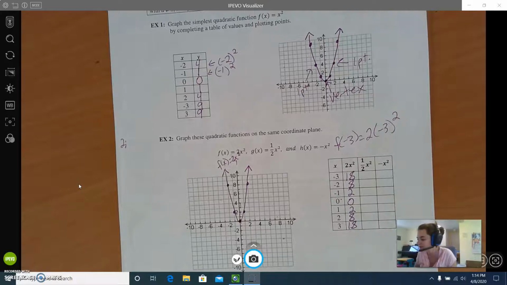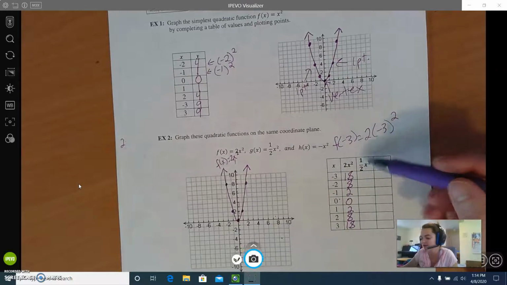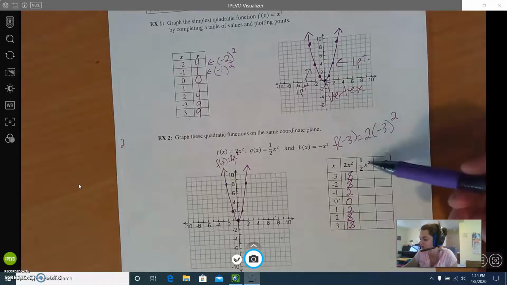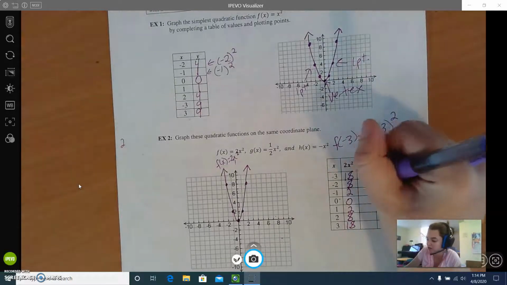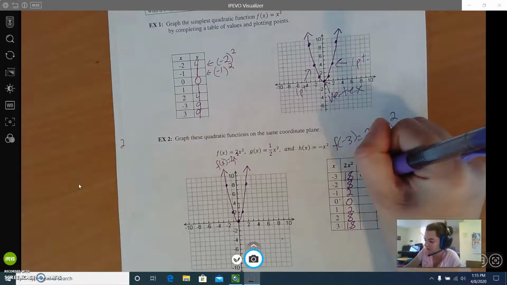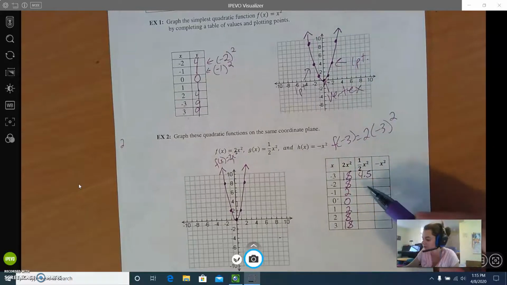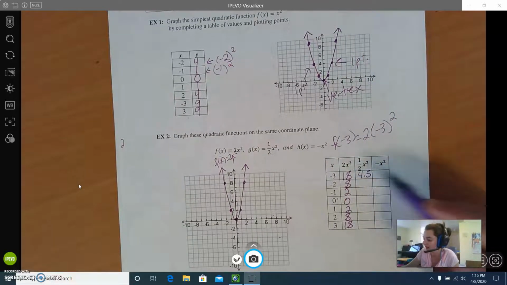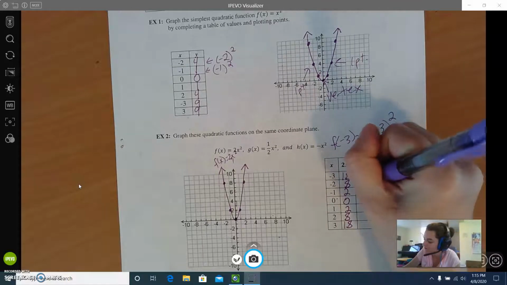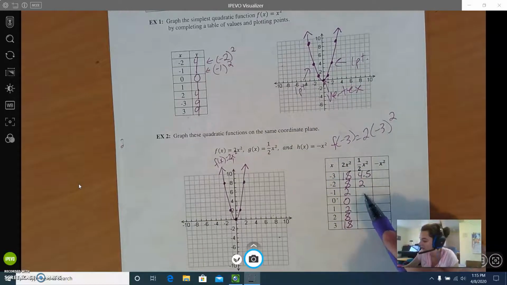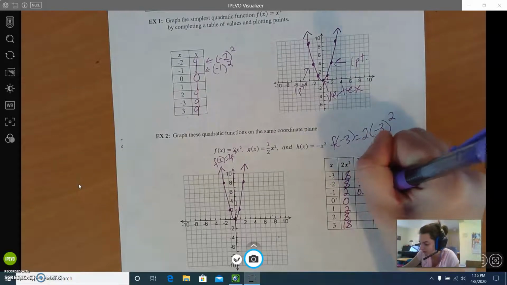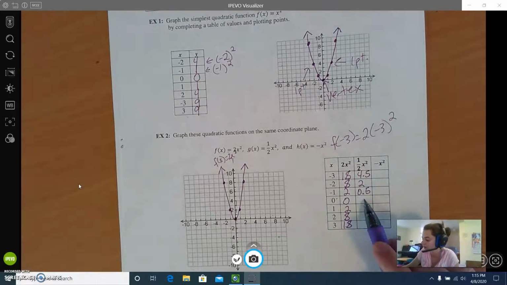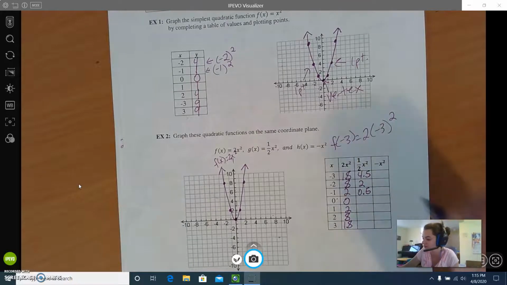Okay? Let's see what happens if we do 1/2 x squared. So for negative 3, we're going to do negative 3 squared, which would be 9. And half of 9 is 4.5. Negative 2 squared is 4, and half of 4 is 2. Negative 1 squared would be 1, and half of 1 is half, or 0.5. 0 squared is 0, and half of 0 is still 0.